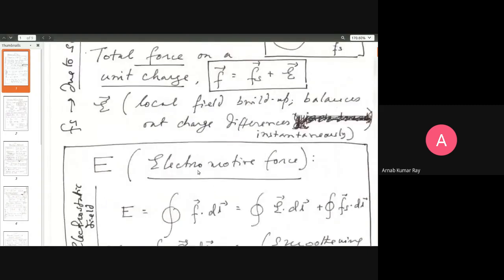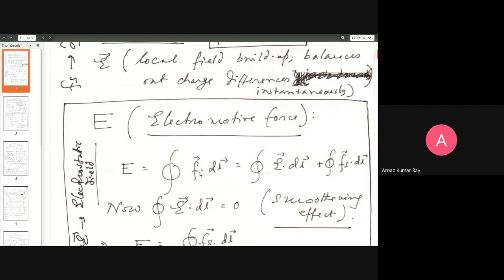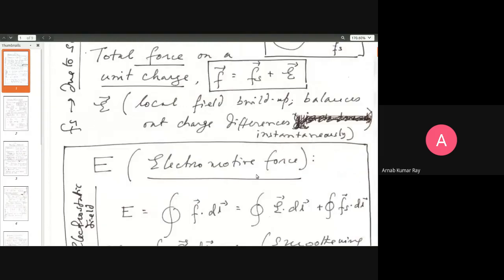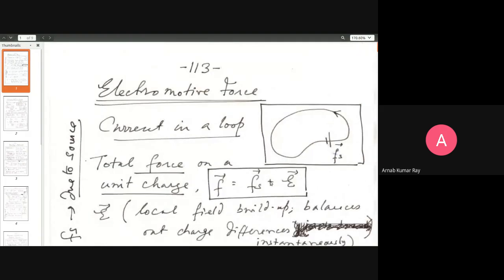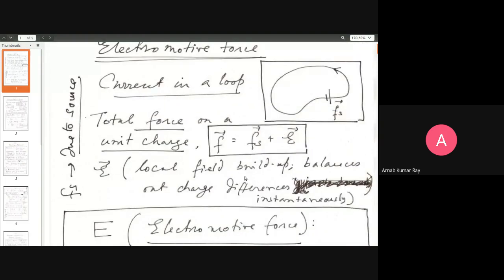And what is f? f can be decomposed into two vectors, E plus Fs. So E dot dl plus Fs dot dl. So I've broken this integral into two parts. Now, what is E dot dl? E is the electric field due to these instantaneous charge pileups. Little charges have suddenly gathered and they have created their electric field.